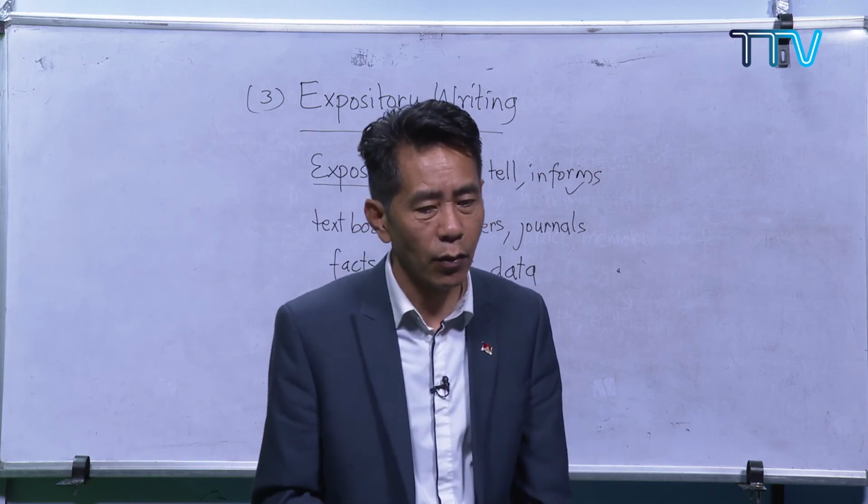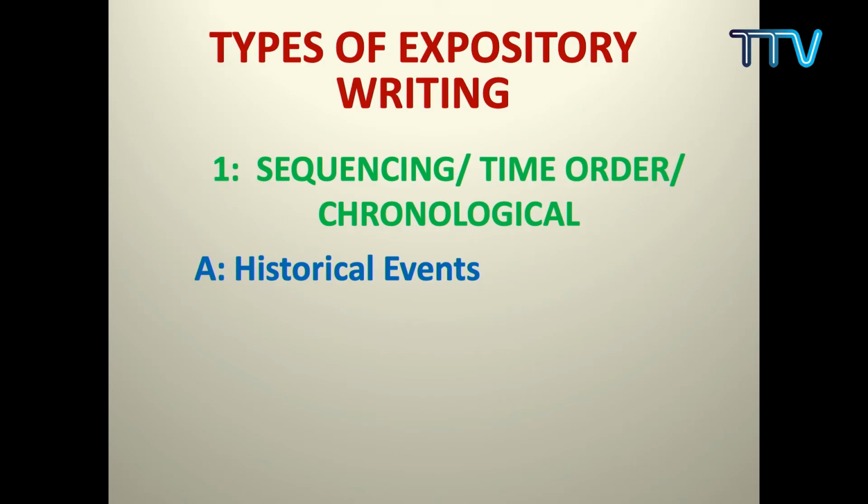Now let us look at this. The first is historical. When you talk about a historical event, it should always use this sequencing or chronological writing. And the second one is showing processes. There are so many processes. Whenever you buy a new gadget, for example, a mobile or television, it always comes with some kind of paper. This paper will show you how you have to reset all these things. So these are the processes.